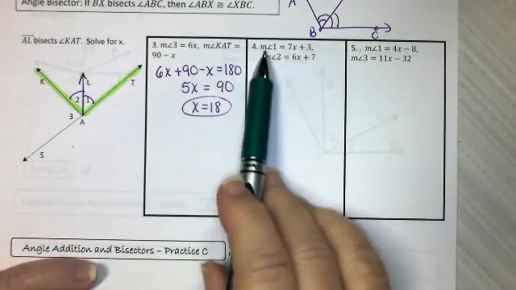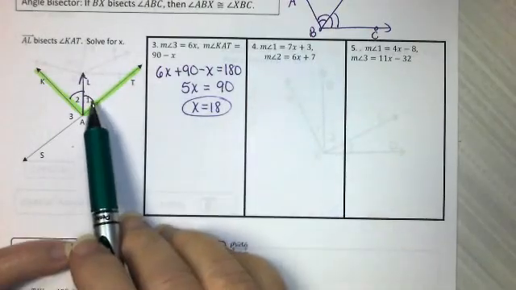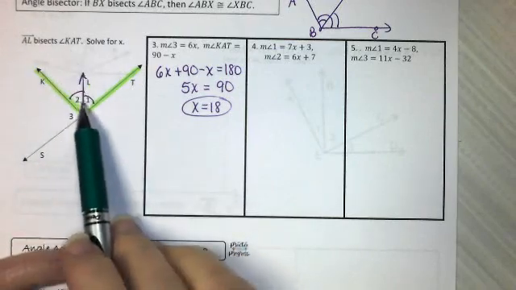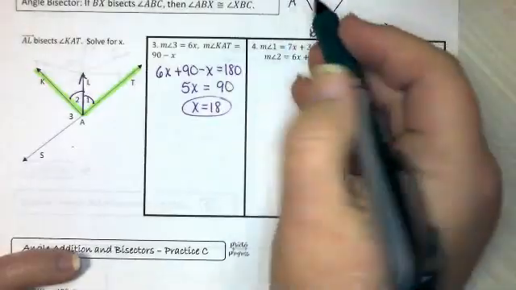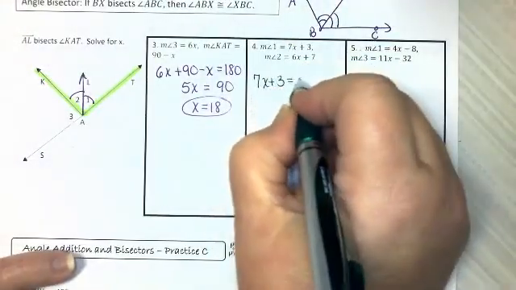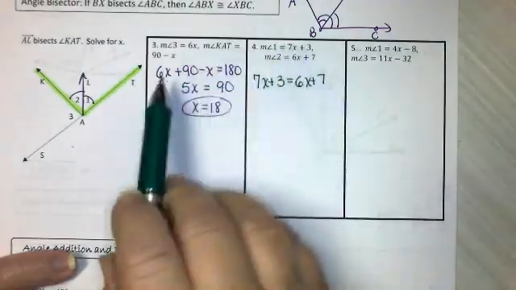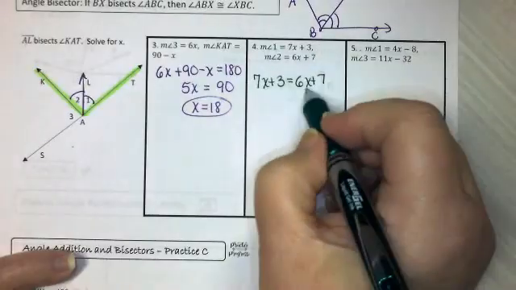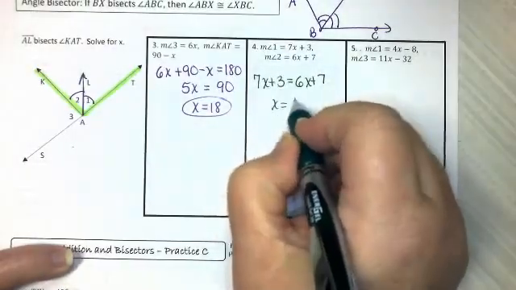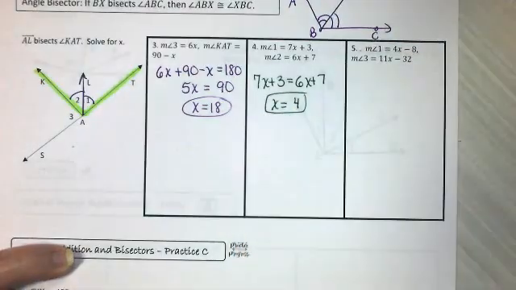Number 4, it gives me information about angle 1 and angle 2. We talked about it a minute ago that because AL was a bisector, angle 1 and angle 2 are equal to each other. So this equation just says 7x plus 3 equals 6x plus 7, because angle 1 and angle 2 had to be congruent. So we solve for x. Subtract 6x, subtract the 3, and we've got x equals 4.